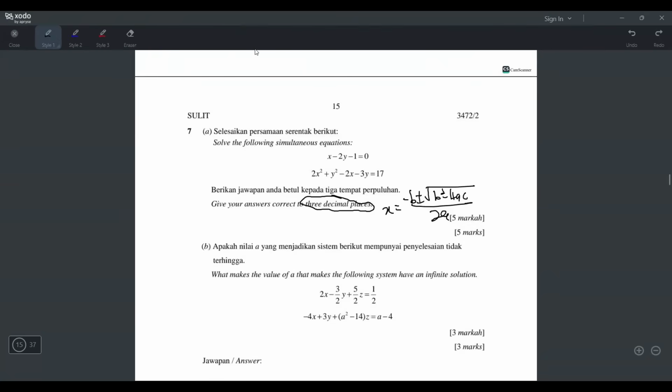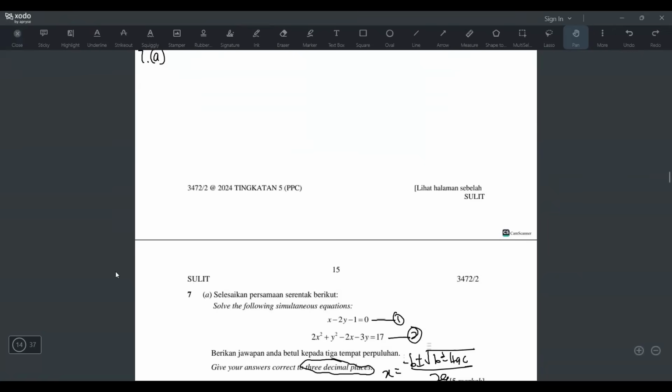But if I were you, I would use substitution, because the first equation is a linear equation, but the second equation is non-linear. You can see it has power 2 like that. So for this type of equation, one linear and one non-linear, don't use the elimination method. Use substitution. I think that's the only way.